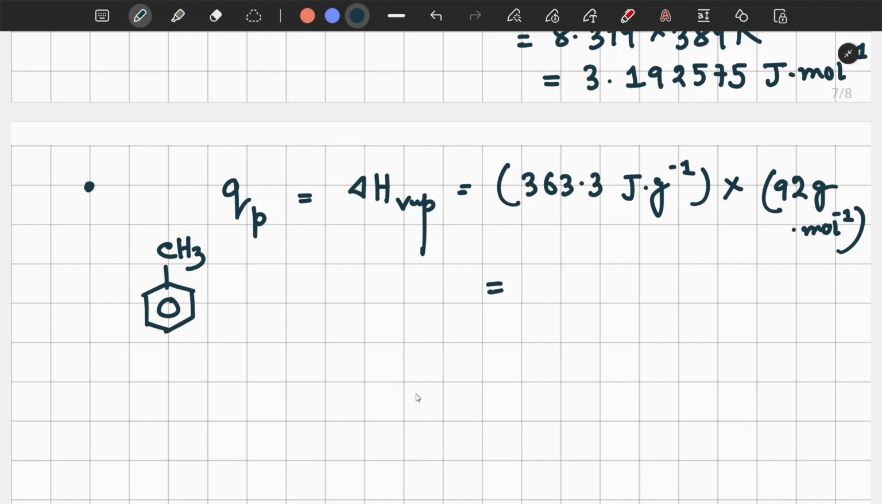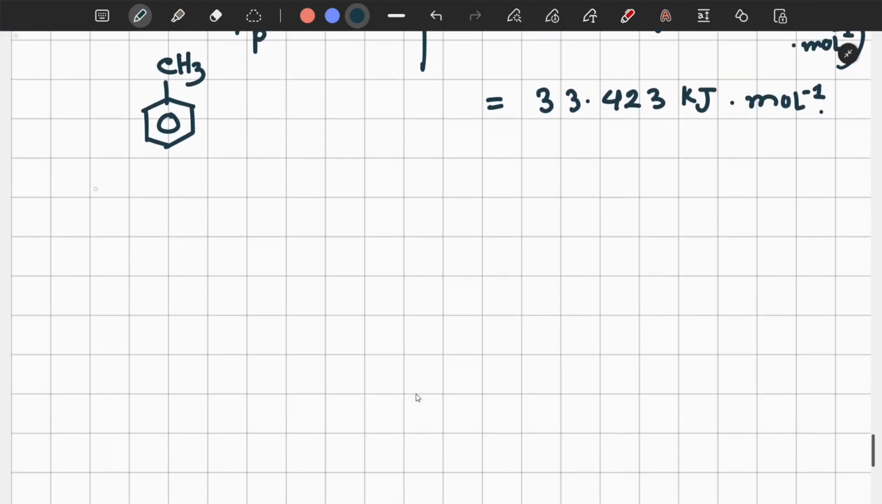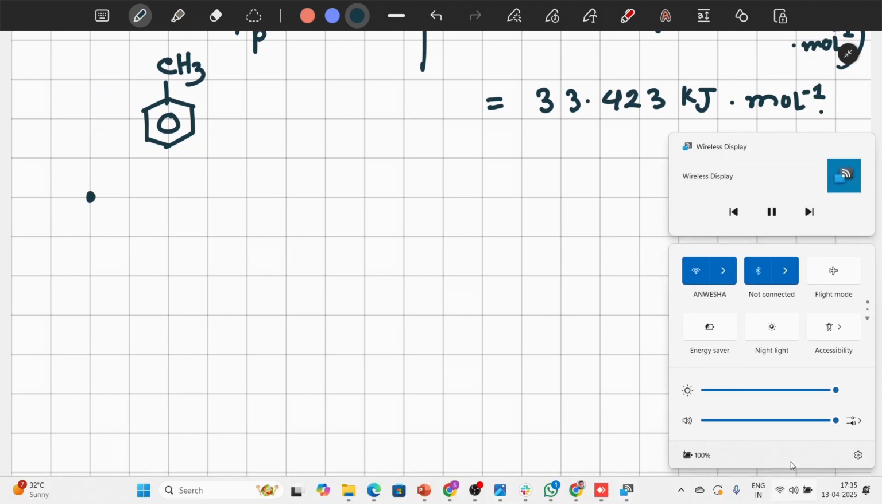And it is then 3.423 kilojoule per mole, sorry. Okay, so this is given. Next is del U. What will be the del U?